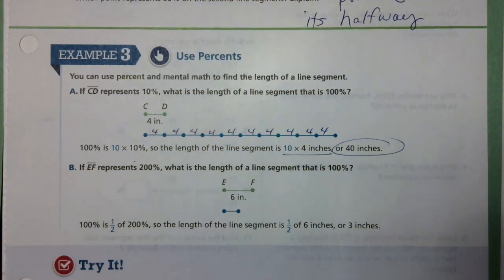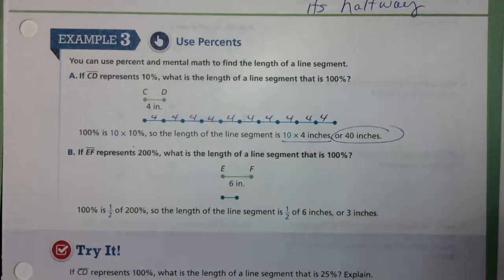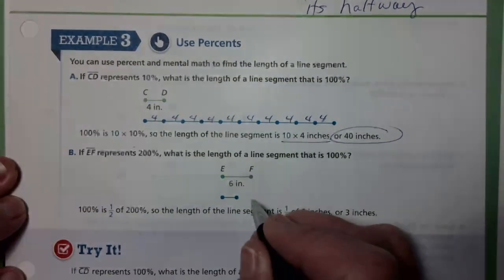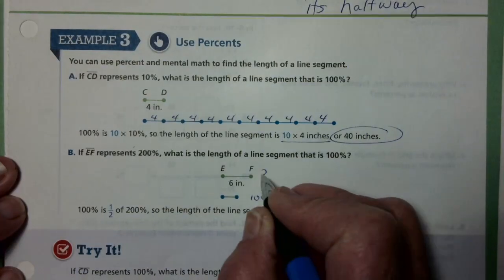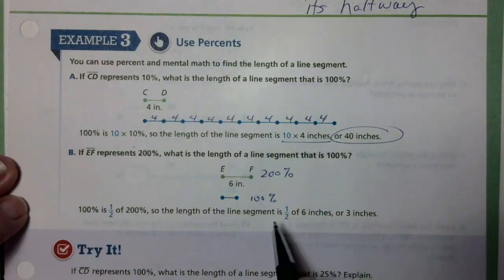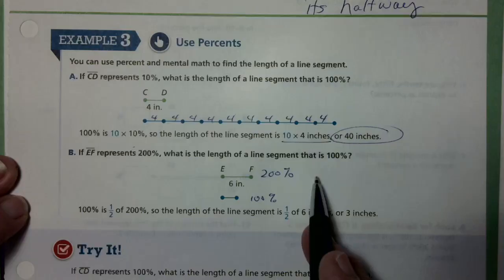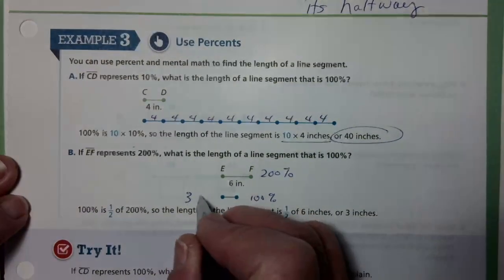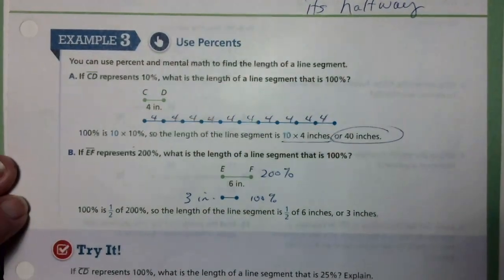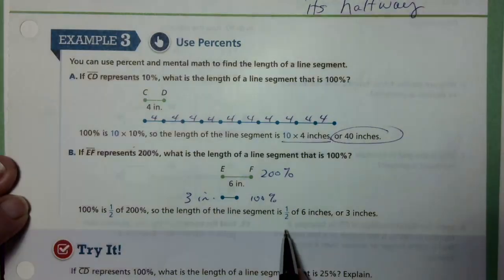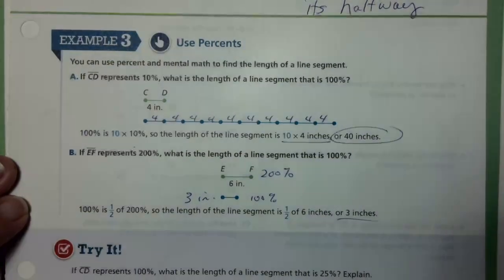Okay. If EF represents 200%, so this one right here is 100%, and this one is 200%. What is the length of the line segment that is 100%? So this is 2 100%, so this has to be half the length of that one, so this has to be 3 inches. 100% is half of 200%, so the length of the line segment is half of 6, which is 3 inches.